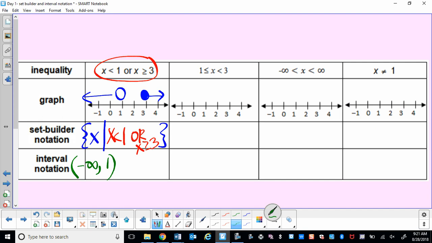My graph isn't finished. I still have this little piece over here. So I'm going to put a U for union. That means and. So we're basically just skipping over this little part. Union, and then my graph starts again where? At 3. And it goes to where? It goes to infinity. My 3 has what on it? My 3 has a bracket. My infinity has parentheses. Good job.